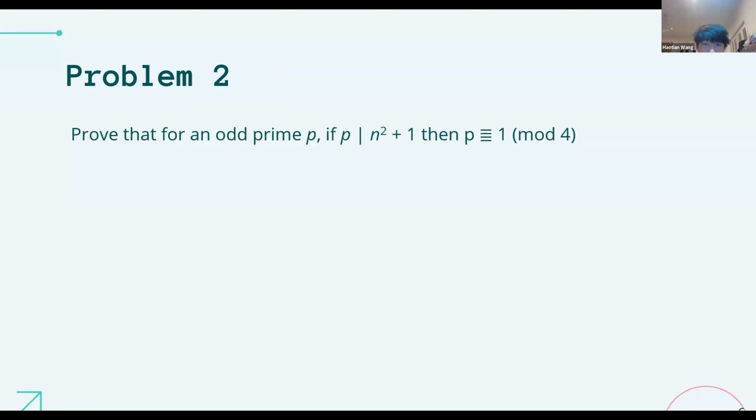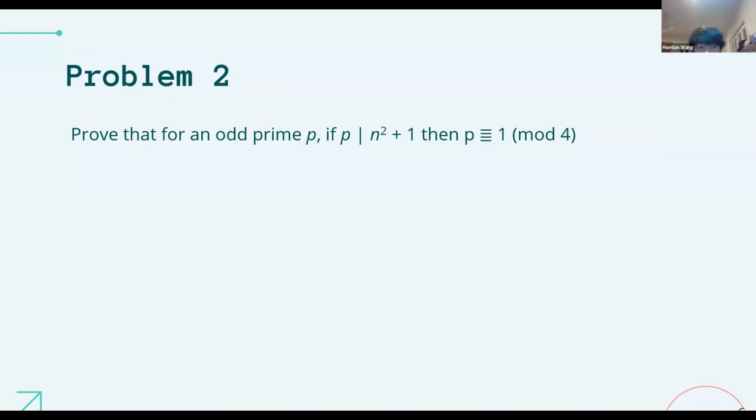So n squared is congruent to n. P divides n squared plus 1, which means n squared is congruent to -1 mod p. But when we look at the definition of order, it's what a to the order is congruent to 1, but this is -1, so that's quite problematic. So how do we deal with this problem? If we square -1, that becomes 1. So n to the 4th is congruent to 1 mod p.